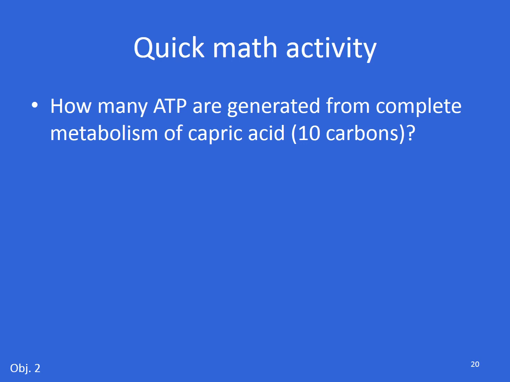So, try this for yourself. How many ATP are generated from complete metabolism of capric acid, which is 10 carbons? So, take a second here, pause the video, and try the math for yourself. When you think you're ready, go ahead and unpause it, and we'll walk through it together. All right, so here is what I am thinking.